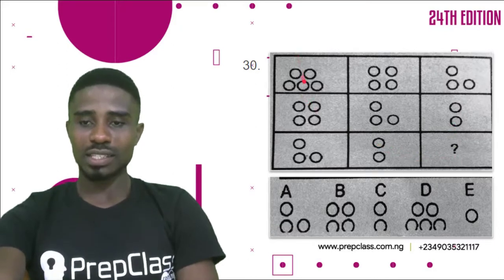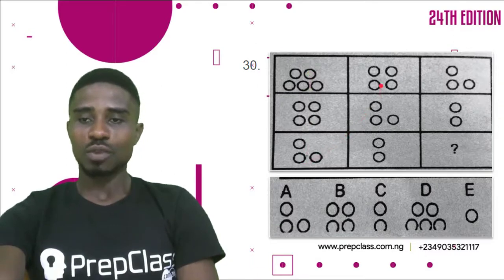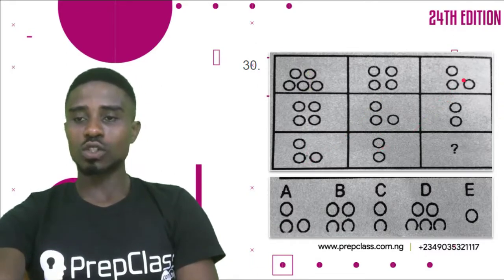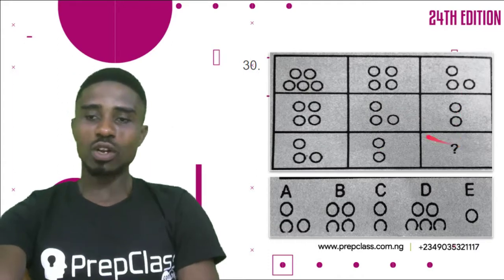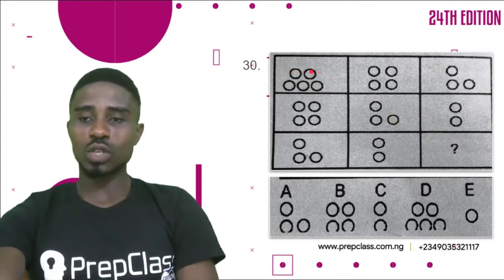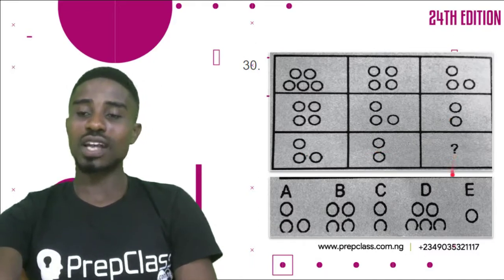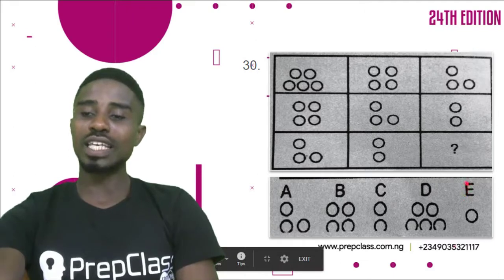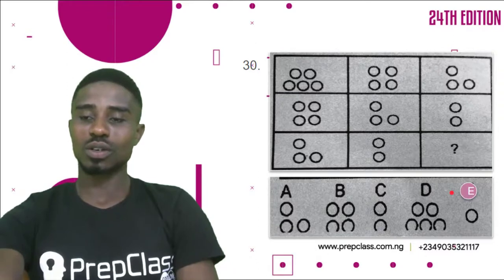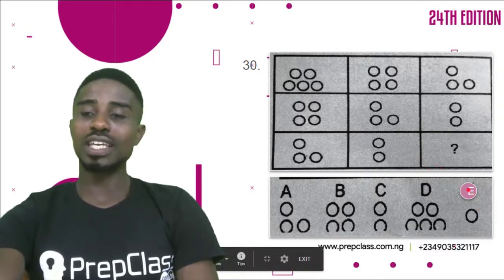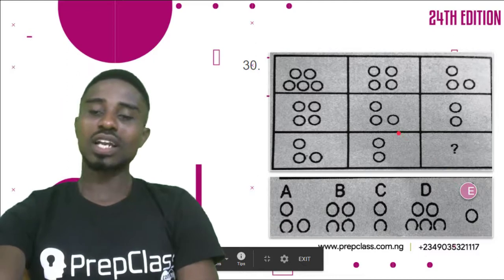Because if you look at this, it's a decrease of 1. 5, 4, 3, 4, 3, 2. This ought to be 3, 2, 1. And if you look at it in their rows, it's also a decrease of 1. 5, 4, 3, 4, 3, 2. This also will be 3, 2, 1. So the correct answer to question 30 would be option E with 1 circle. Let's check it out. Question 30, option E is our correct answer. Let's look at the next one.